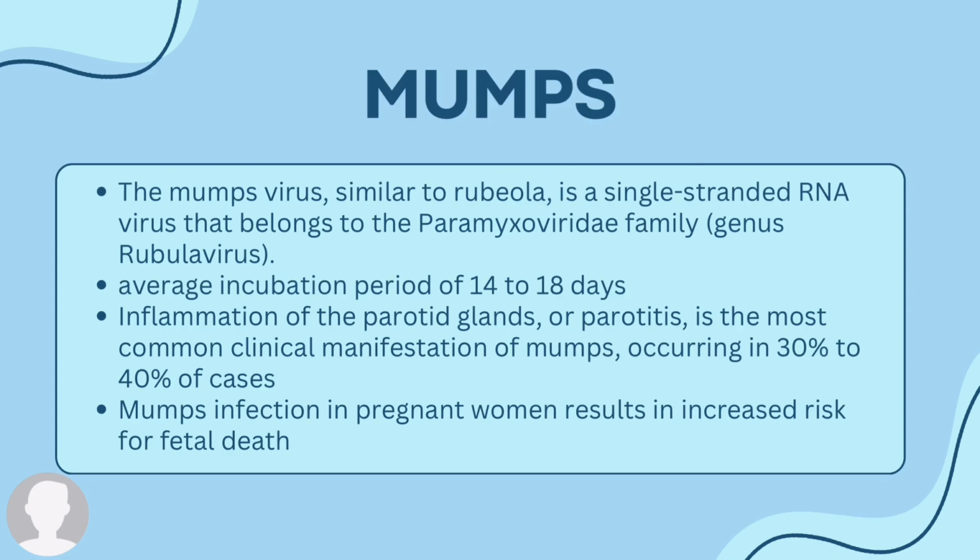The third from the list is the mumps virus. It is also similar to rubeola, a single-stranded RNA virus that belongs to the Paramyxoviridae family, and the genus is Rubulavirus. The average incubation period is 14 to 18 days. The inflammation of the parotid glands, or parotitis, is the most common clinical manifestation of mumps, occurring in 30% to 40% of cases. Mumps infection in pregnant women results in increased risk for fetal death.